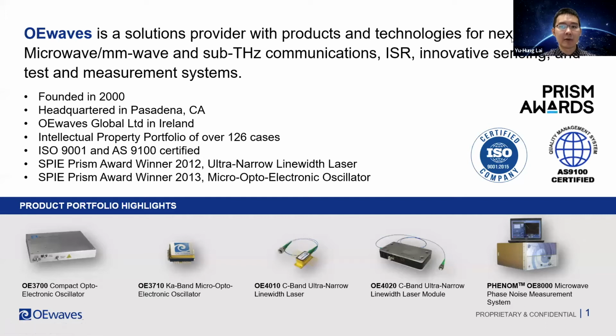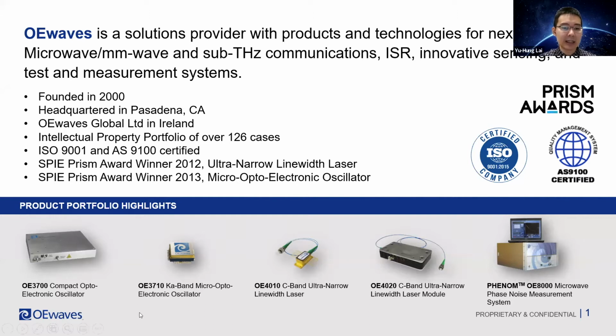OEwaves is a solution provider with products and technology for next generation microwave, millimeter wave, and sub-terahertz communications, ISR, innovative sensing, and test and measurement systems. We were founded in 2000, and the headquarters is in Pasadena, California, United States. OEwaves has a global LTD in Ireland and an intellectual property portfolio of over 126 cases. And we have two products that won the Prism Award. One is the ultra narrow linewidth laser, the other is the micro optical electronic oscillator.